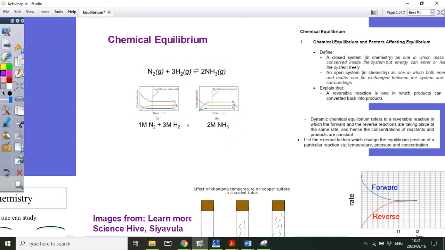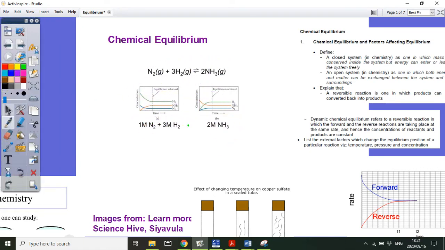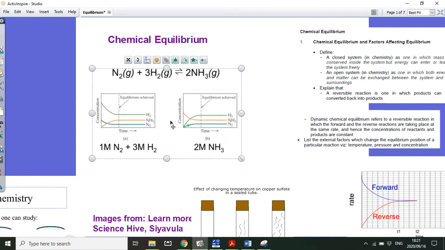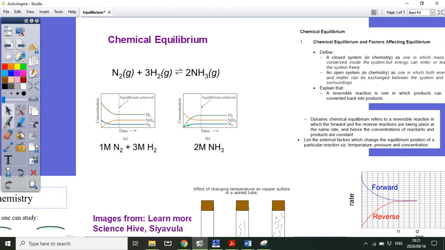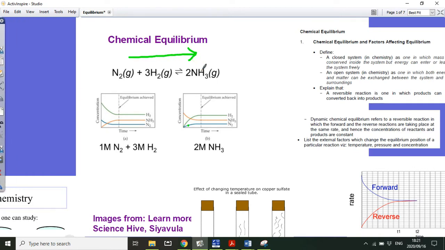So if we look at this, it's called the Haber process. You find it in papers often. You don't need to know the names of the industrial processes, but they often give them to you in papers. So what happens here is we've got N2 and H2 forming NH3. Now the way the question is written this way is always going to be seen as the forward reaction.